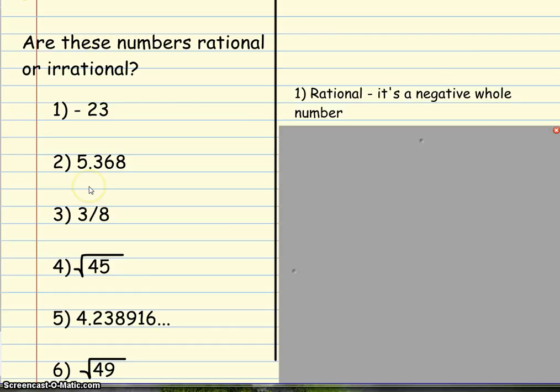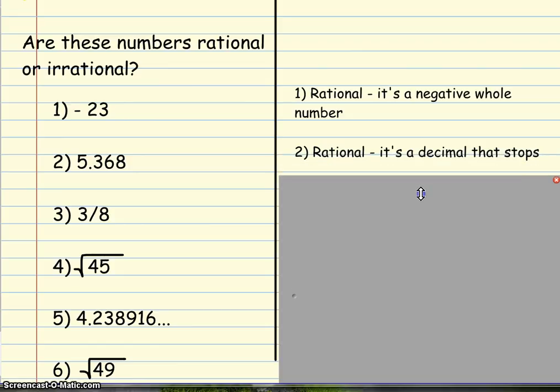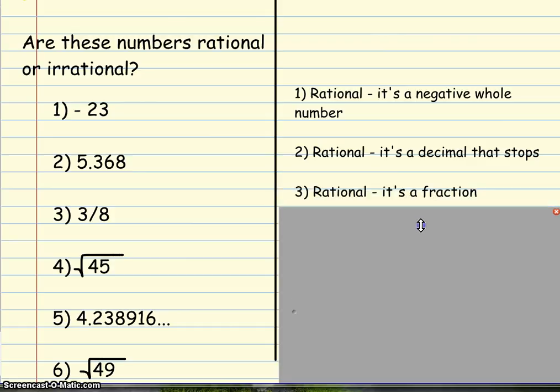Number two, 5.368. This is a decimal, but it is not a crazy decimal, so it's rational. The decimal stops. That makes it rational. Number three, the fraction 3/8. These ones are almost the easiest ones. It is rational. Any fraction, no matter what the numbers, any fraction is rational.